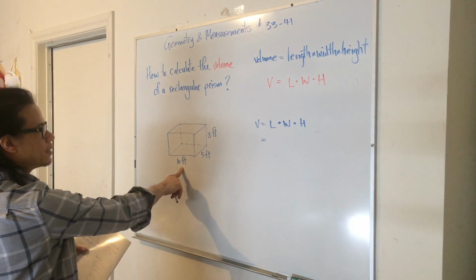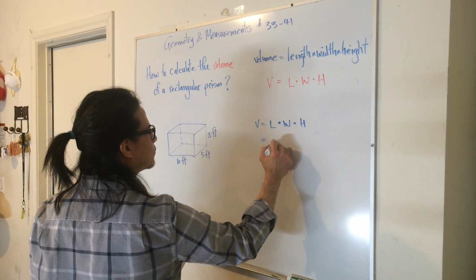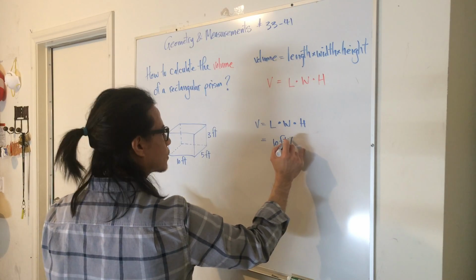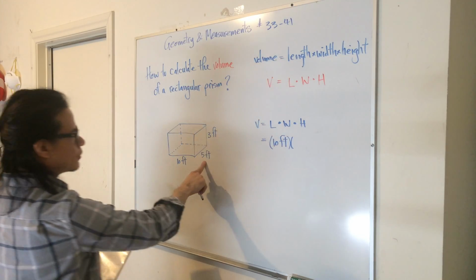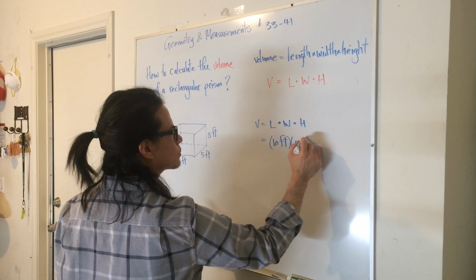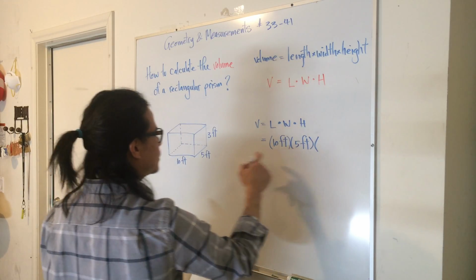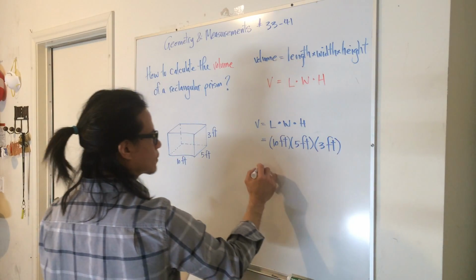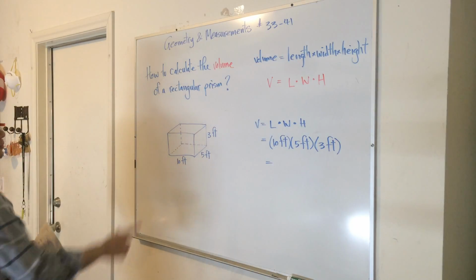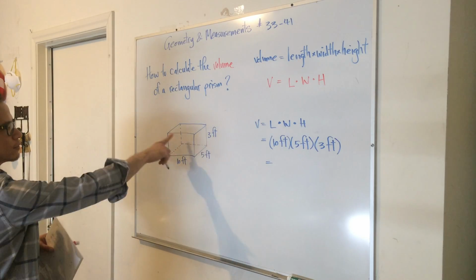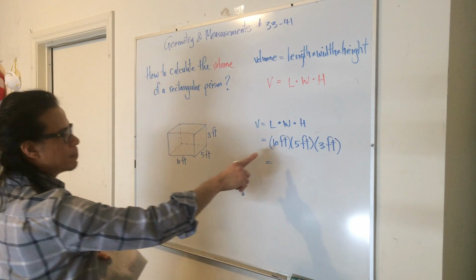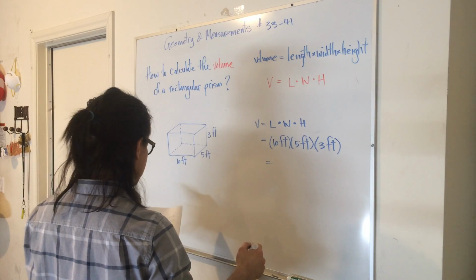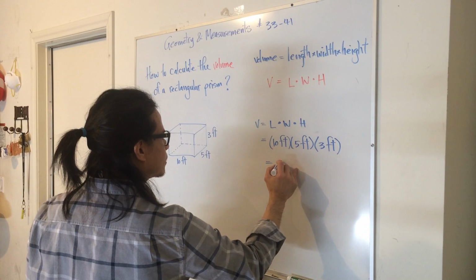Okay, so punch in the length is 10 feet times the width of 5 feet times the height, 3 feet. Okay, so the volume of this rectangle prism will be 10 times 5 times 3. So 10 times 5 is 50.